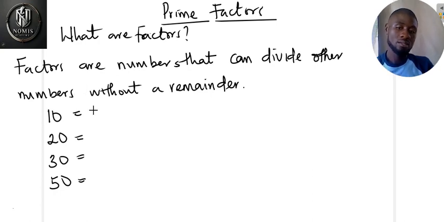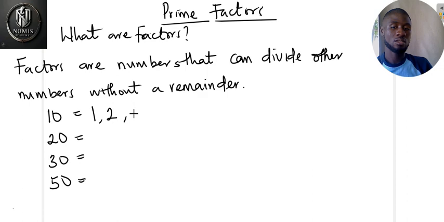So 1 is a factor of 10. Now, what other number can divide 10 sequentially without a remainder? Can 2 do it? Yes. 10 divided by 2 will give me a perfect 5. So there is no remainder, so 2 is a factor. Is 3 a factor? No, because 10 divided by 3 will be 3 remainder 1, and we don't want a remainder. 3 is not a factor.